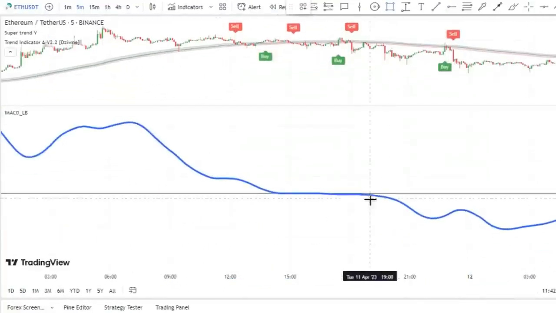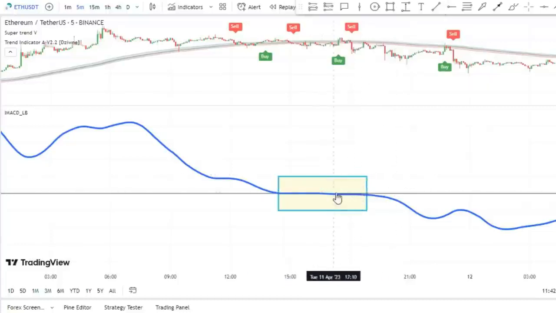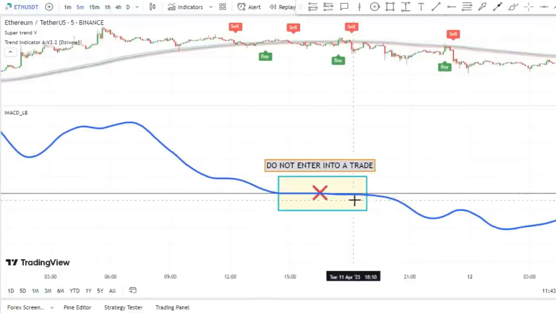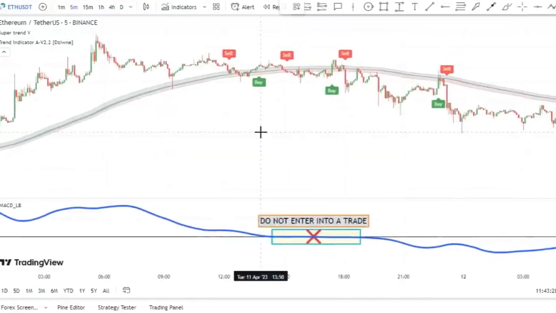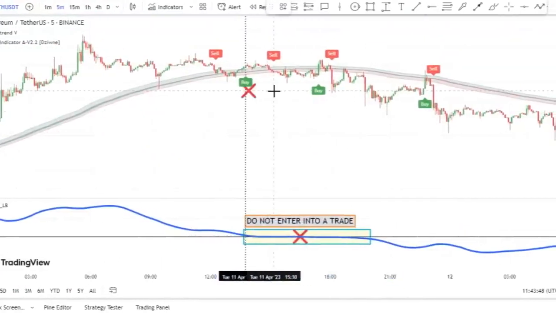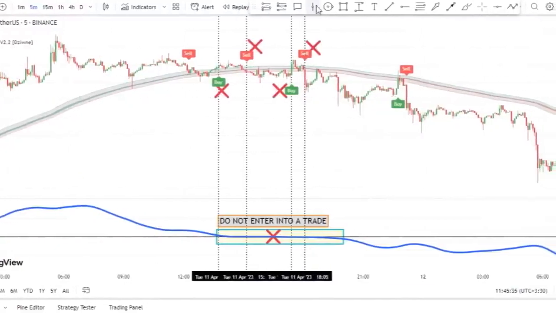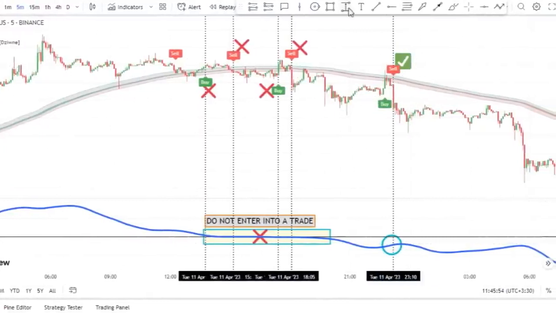But the crucial point of this strategy is that if the impulse MACD signal line is moving on the zero line, you should never enter a trade. By using this rule, you will never lose in your trades when the market is moving sideways. Just like these examples, all false signals are filtered out with this rule.